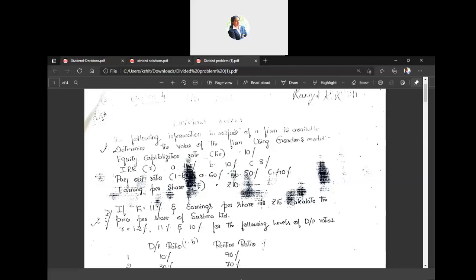The internal rate of return, or R, for A company stands at 12%, B stands at 10%, and C stands at 8%. Now the payout ratio they have given is, for situation A it is 60%, for situation B it is 50%, and for situation C it is 40%. And earning per share they have given E to be rupees 10.